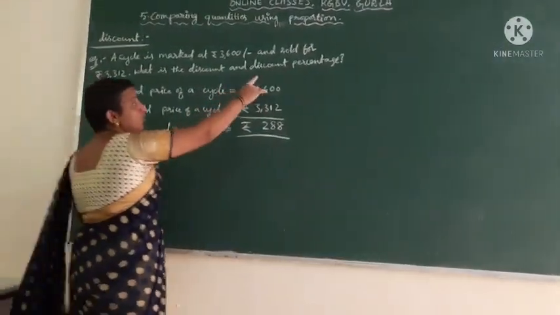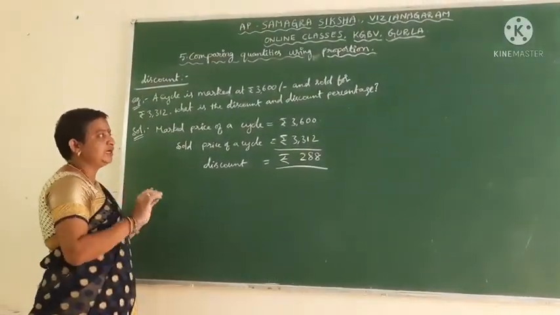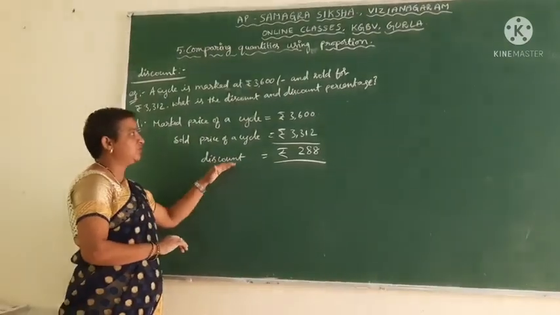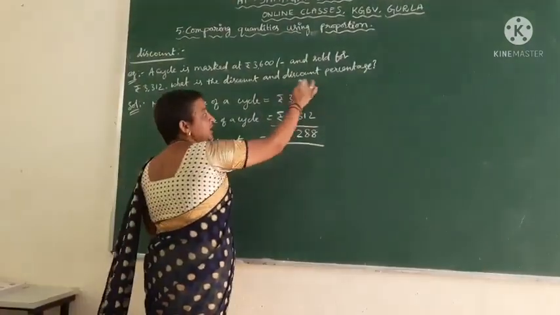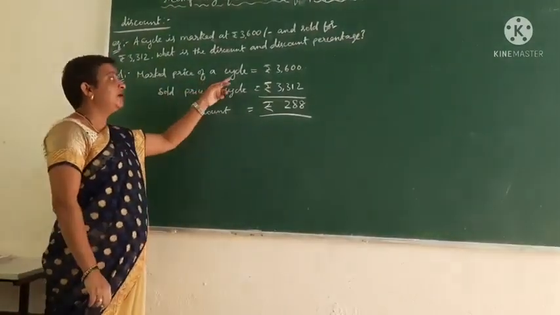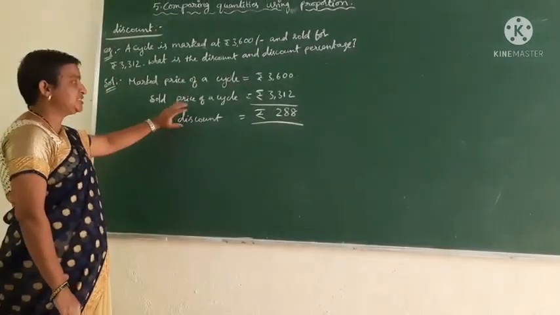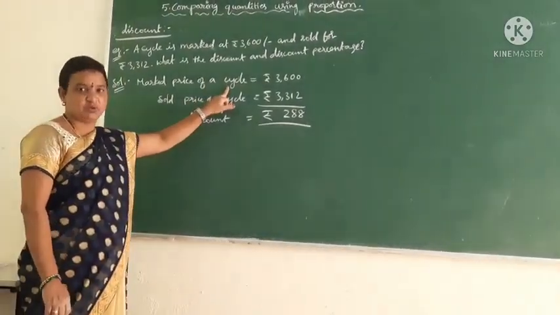Now again we have to find the percentage of discount. You have to find the percentage of discount only on the market price, because the discount is given on the market price only. That's why you have to find the discount percentage on the market price only.